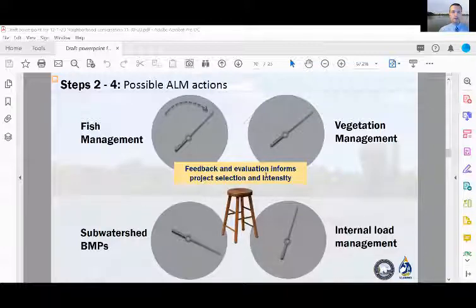The 2nd through 4th steps of the adaptive lake process are based on identifying the projects that are needed to address the resource in 4 management areas: fish management, vegetative management, subwatershed best practices or projects that feed from the watershed, and internal load, which means practices that are done in the lake itself.